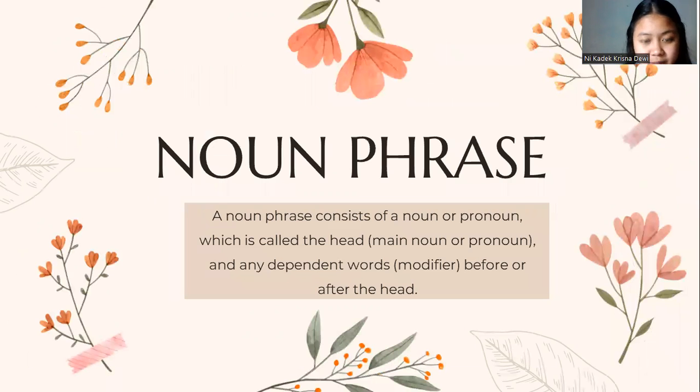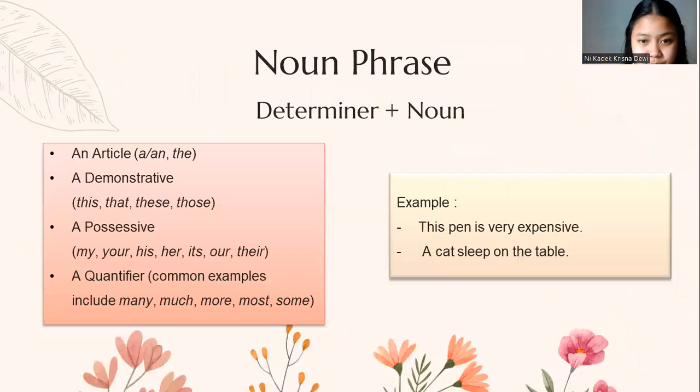A noun phrase. A noun phrase consists of a noun or pronoun, which is called the head or main noun or pronoun, and any dependent word or modifier before or after the head. Noun phrases have some types. The first is determiner plus noun.